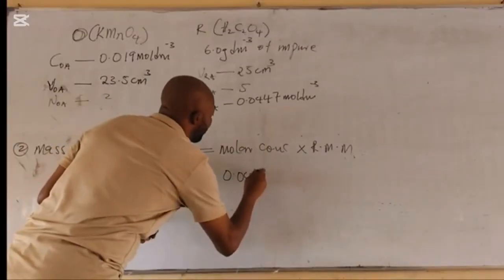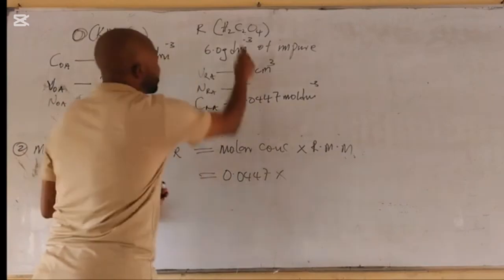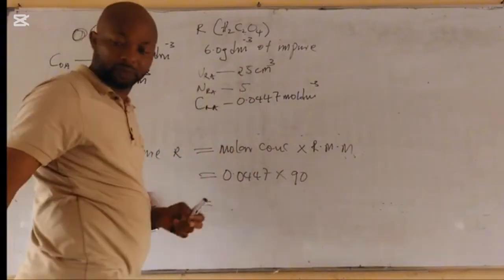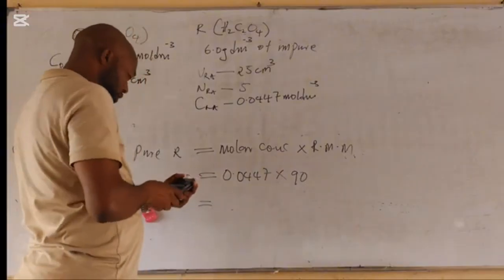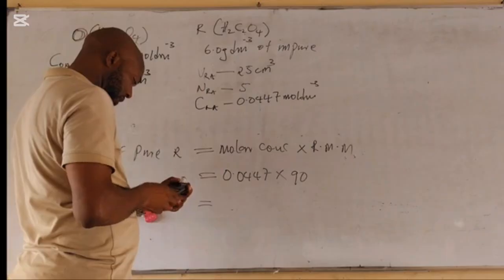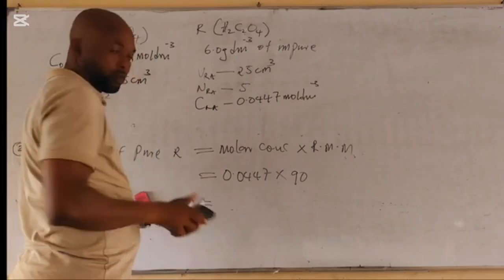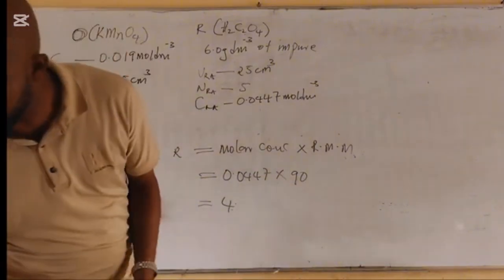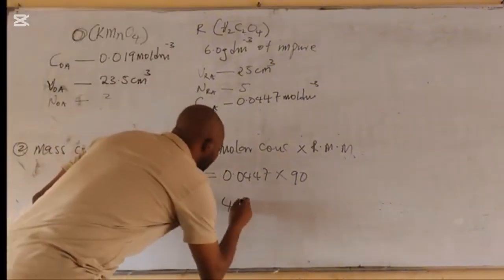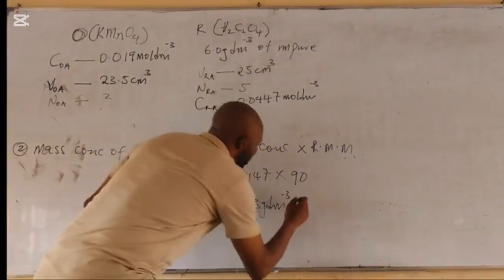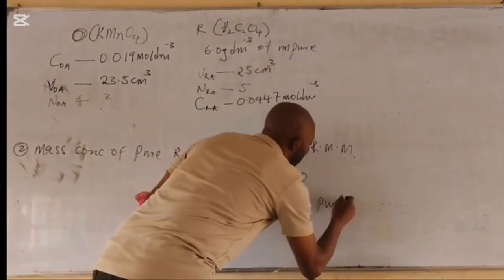So this is equals to 0.0447 times the relative molecular mass, which is 90. So this is equals to 0.0447 times 90, which is equals to 4.023 g/dm³ of pure R.